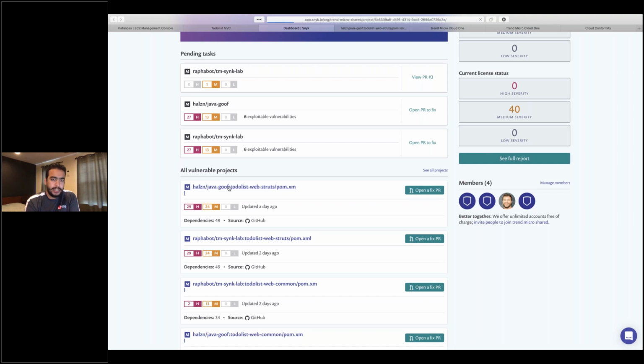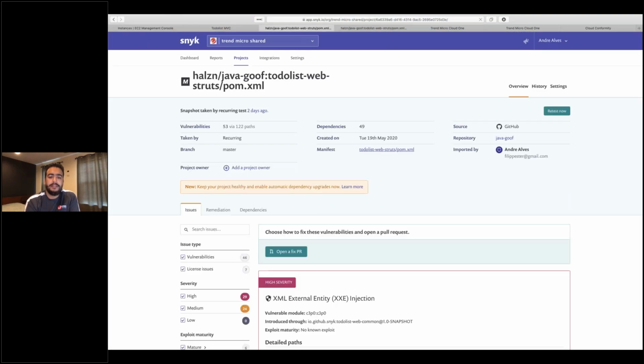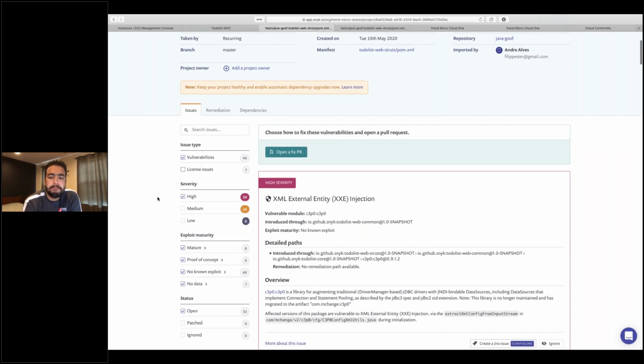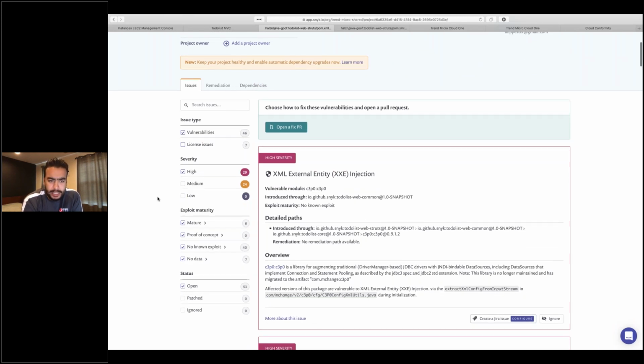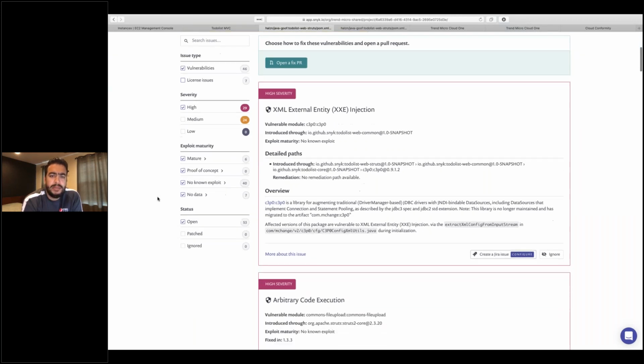When I take a look at what has been found, if I dig into the findings here, I'm seeing that I have a multitude of severities. I just want to focus initially on high severity vulnerabilities. I don't want to focus on license issues initially. My focus here will be on what can be exploited in the wild, right? What can be exploited in runtime.